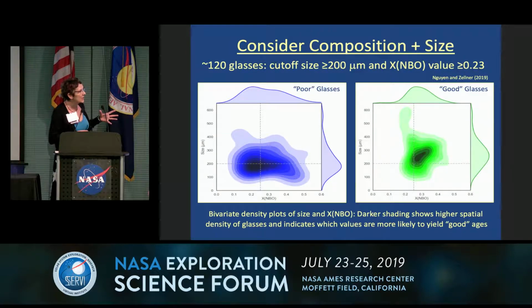And what we see here, based on the argon plateau plots, there's a wide variety of sizes and compositions that will give you a poor age, and there's a very narrow region of compositions and sizes that will give you a good age. And so we've constrained the selection criteria then to be glasses that are greater than 200 microns and have an XNBO value of 0.23 or higher. These are going to be the glasses that are going to give you good, reliable argon formation ages.